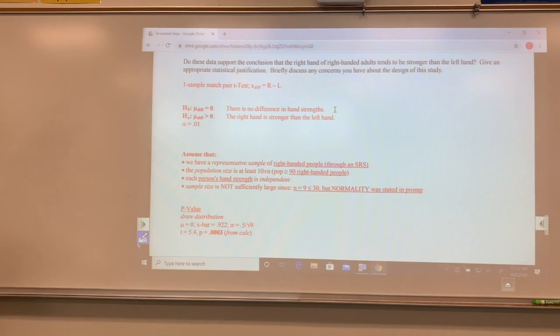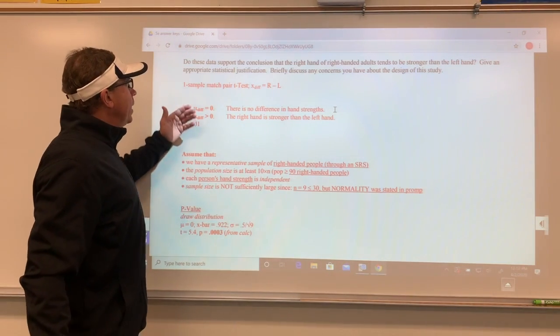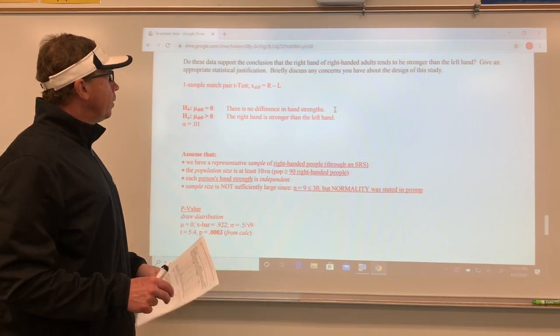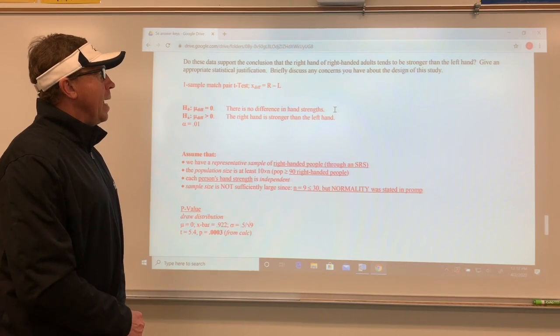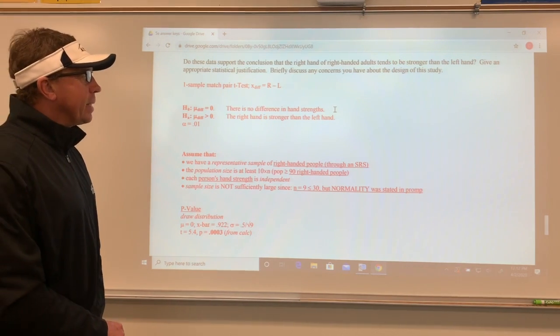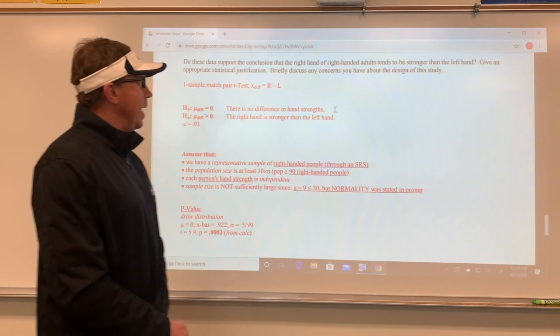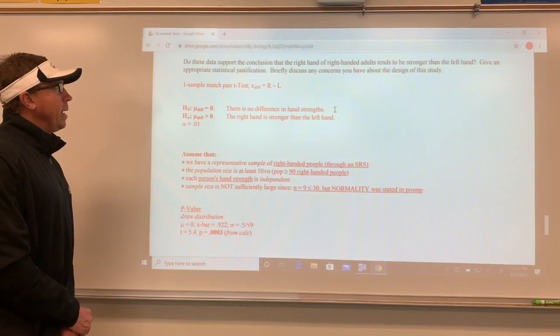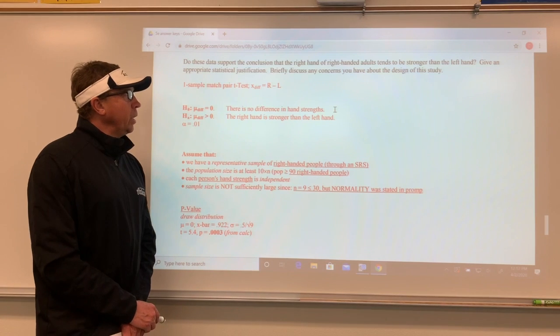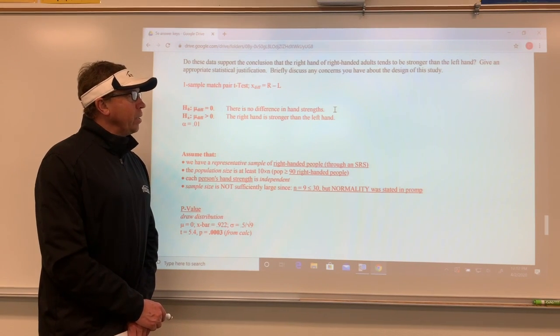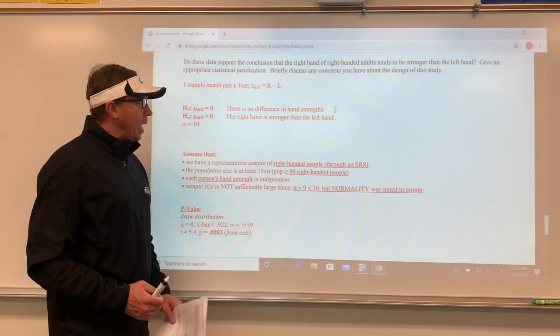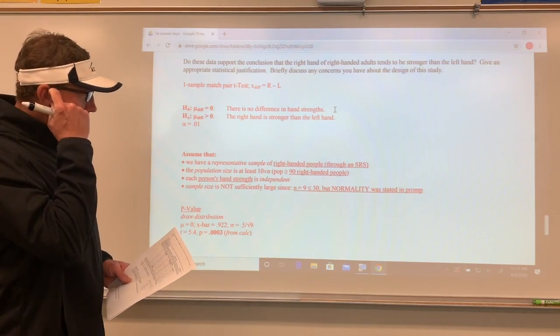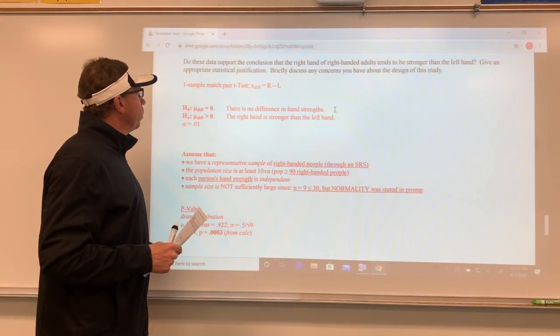All right, now here's the question. Do these data support the conclusion that the right hand of right-handed adults tends to be stronger than the left hand? Given appropriate statistical justification, briefly discuss any concerns you have about the design of this study. All right, and there is a concern about the design. It's a really cool question.